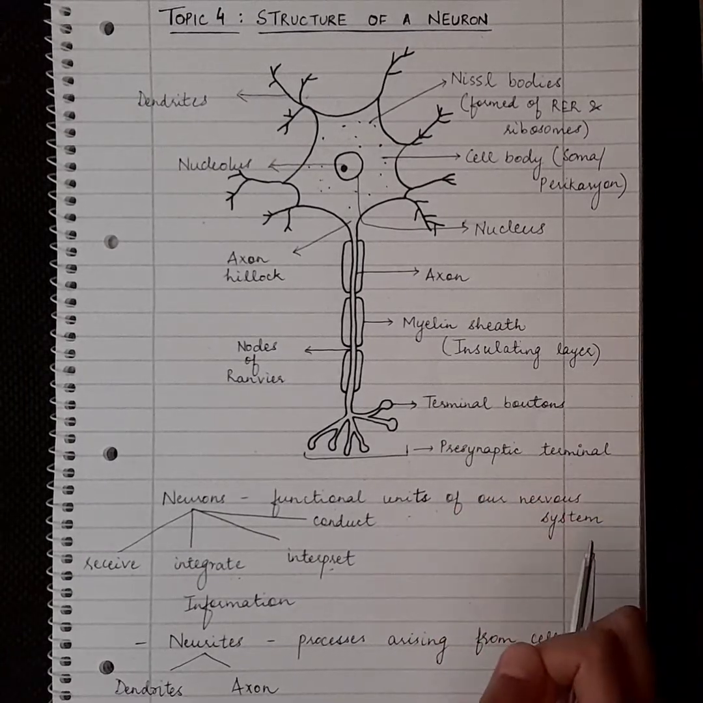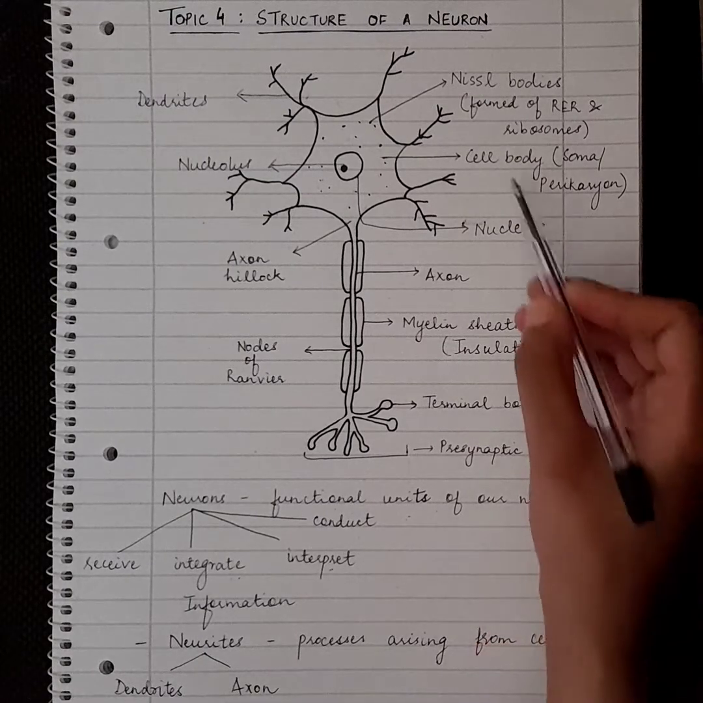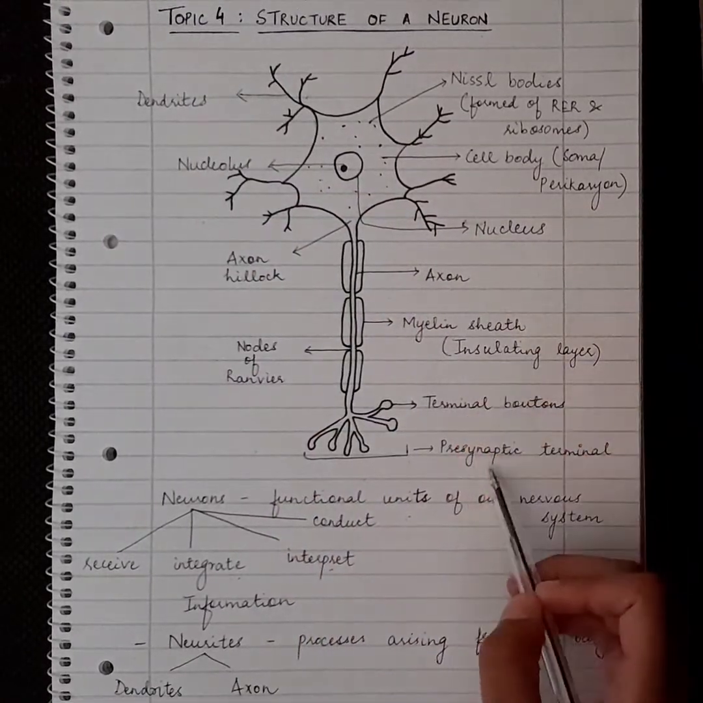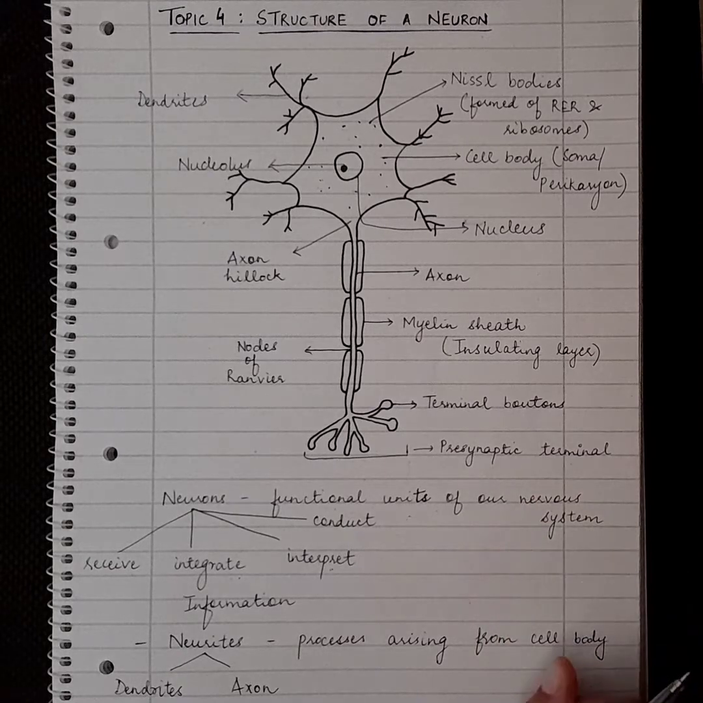So these are the four important regions of a neuron: the cell body, the dendrites, the axon, and the presynaptic terminal.